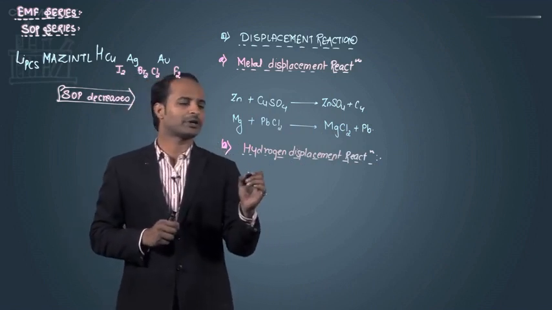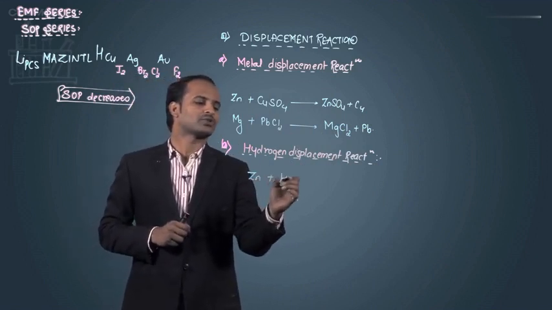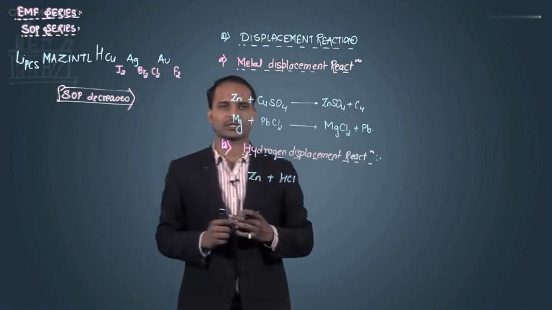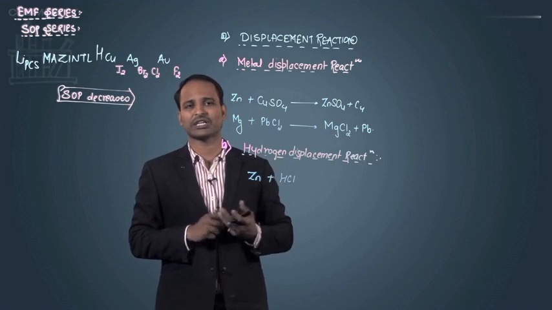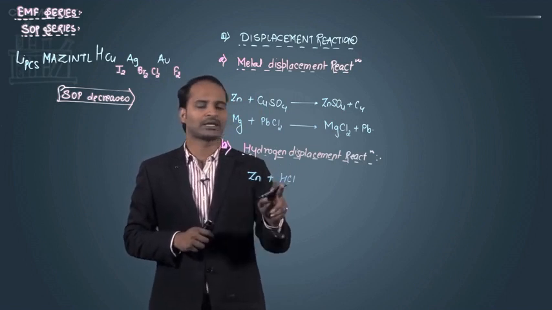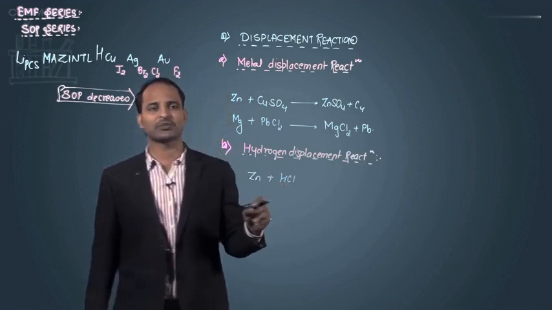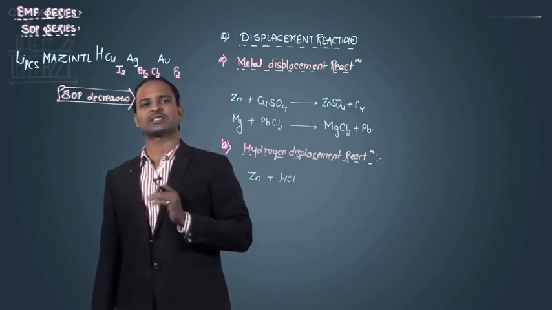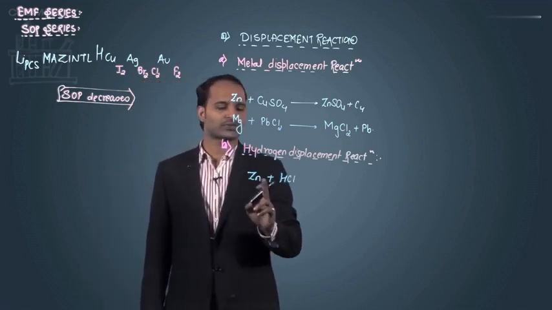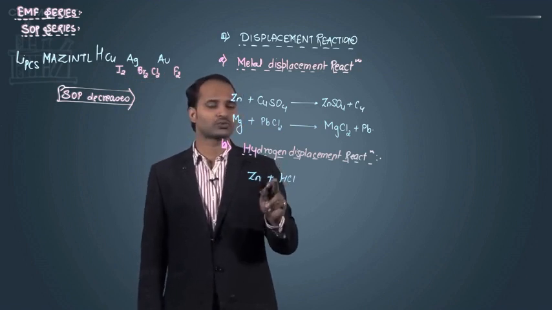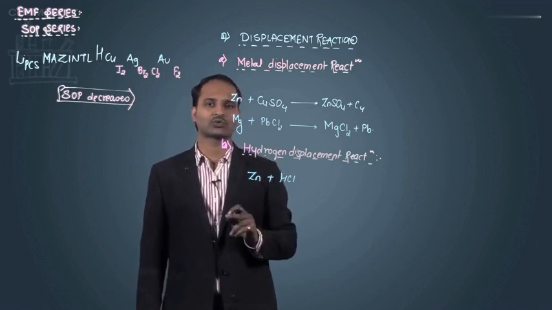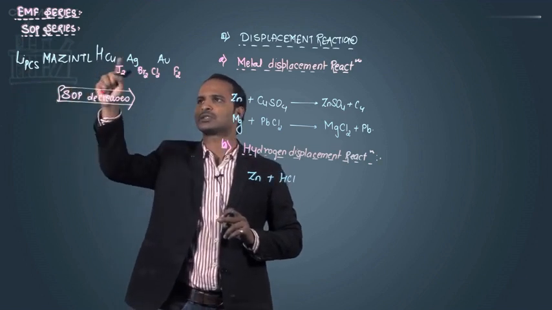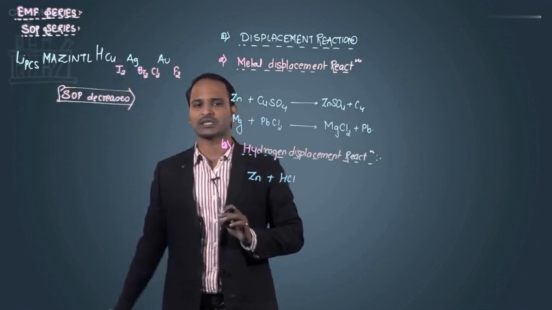For example, if I am treating zinc plus HCl, the question arises whether the zinc will be able to displace hydrogen or not. First find out whether hydrogen is in an oxidized or reduced state. The hydrogen oxidation number is +1, which means it is in an oxidized state. Hence hydrogen can be displaced by all those metals which have a higher SOP value. The copper, silver and gold cannot displace hydrogen.